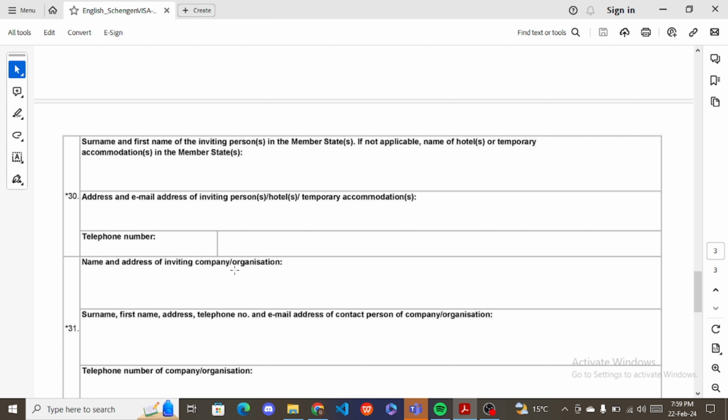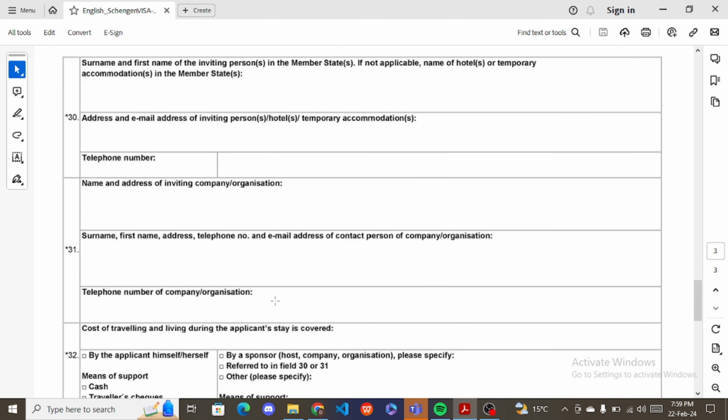Of inviting company or organization. If it's your school, like I said, go ahead and write the name of the school and the address. If it's a friend or a family member you're going to, definitely go on and still write the name and the address of the accommodation. If it is a hotel, go ahead and write the name and the address.